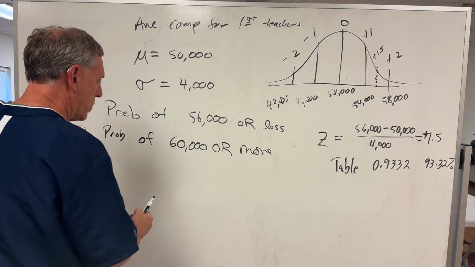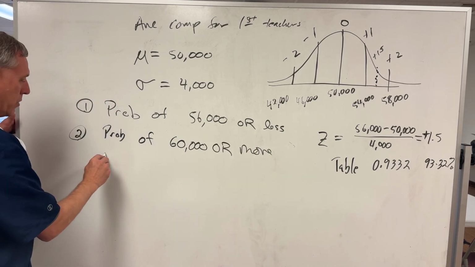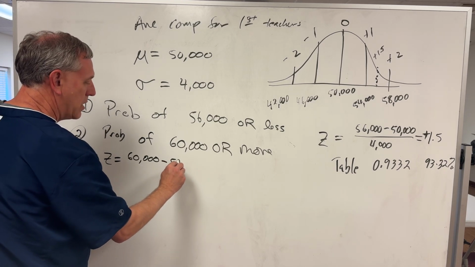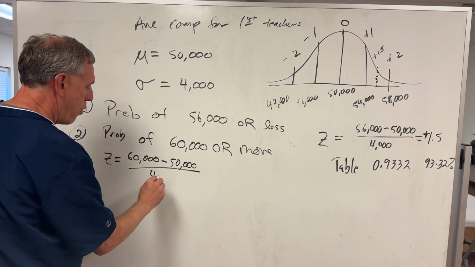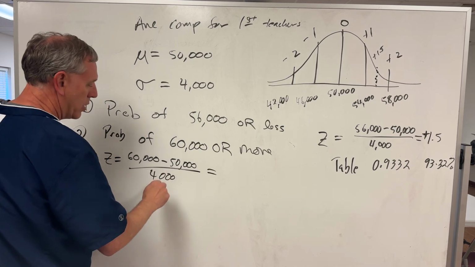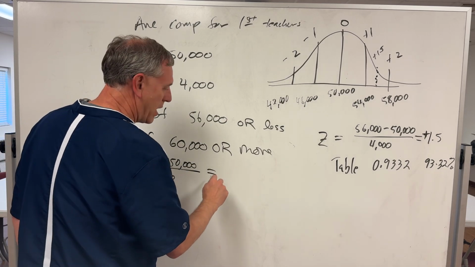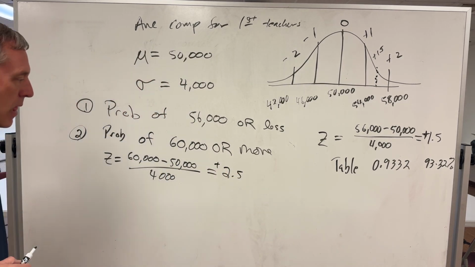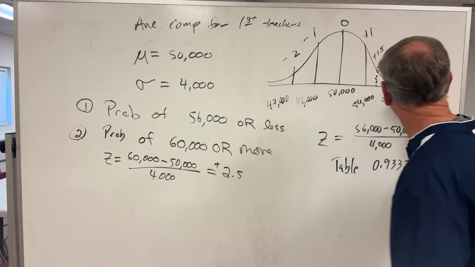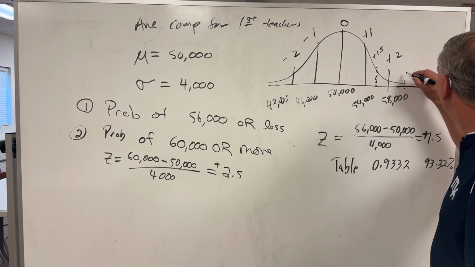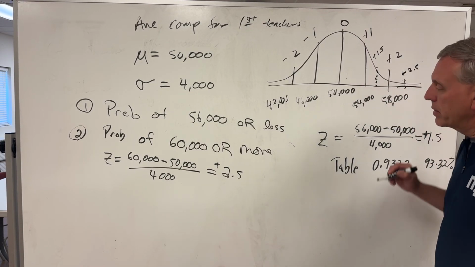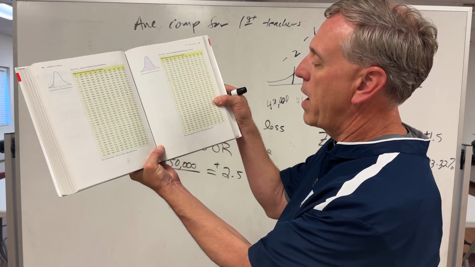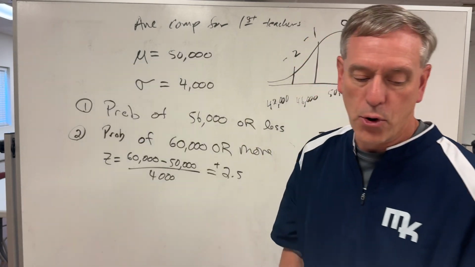We're going to get the z factor again. So z is equal to 60,000 minus 50,000 divided by 4,000, so that's 10,000 divided by 4, which is 2.5, and this is a positive z. So 2.5 is way out here. Now the table value for 2.5 is going to be a huge number. We look on the table at 2.5 and we see it's 99.38.